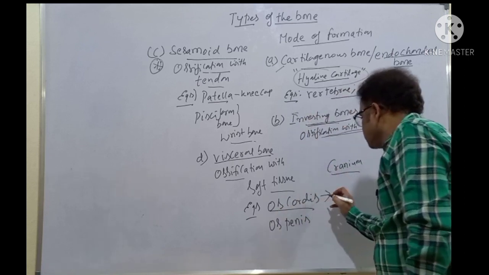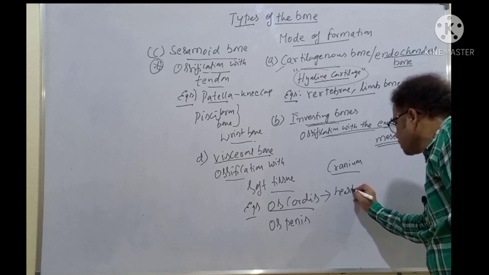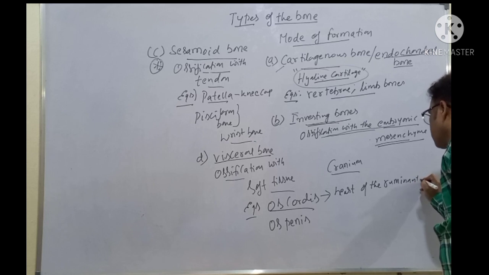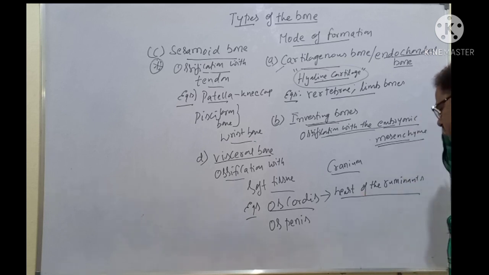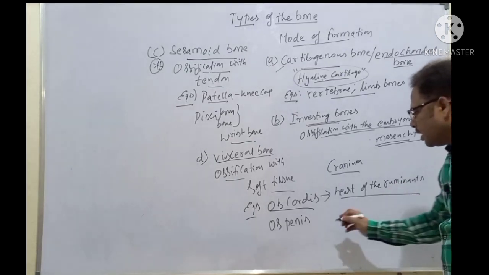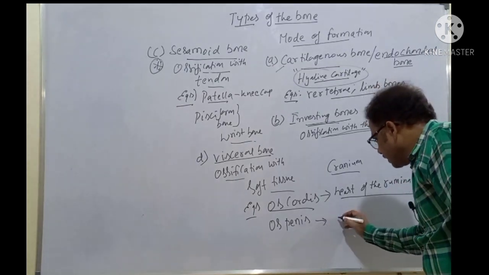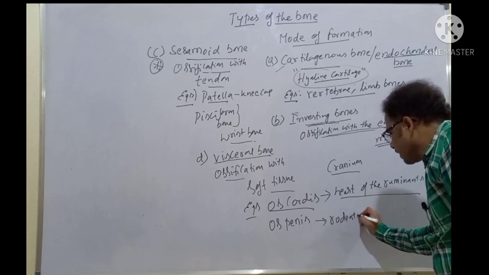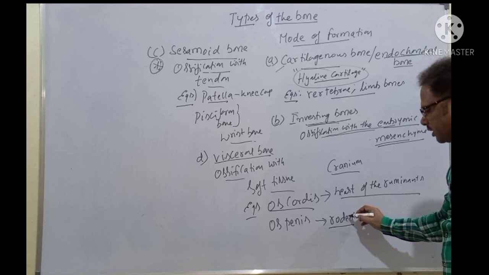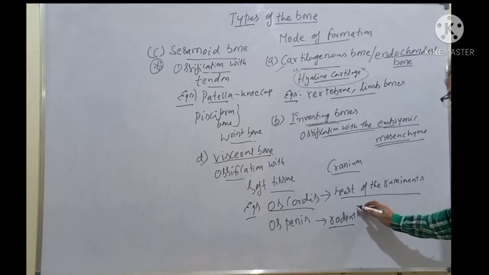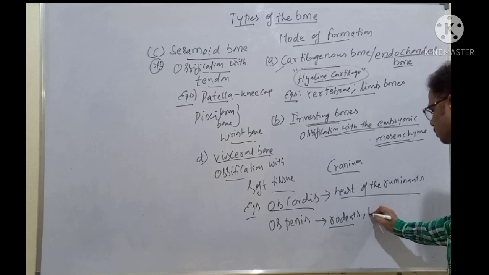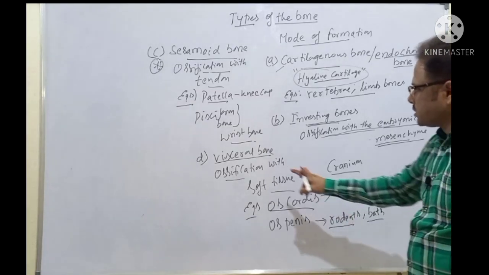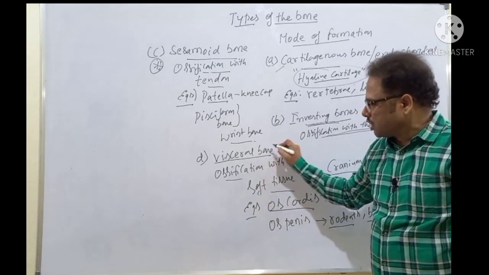This os cordis is present in the heart of the ruminants, the heart of cattle. Ruminants means cattle. Next one is os penis, present in the glans penis of the rodents. Rats, mice, all these are examples of rodents. They are also present in the penis of bats and other carnivores. So ossification with the soft tissue is called a visceral bone.